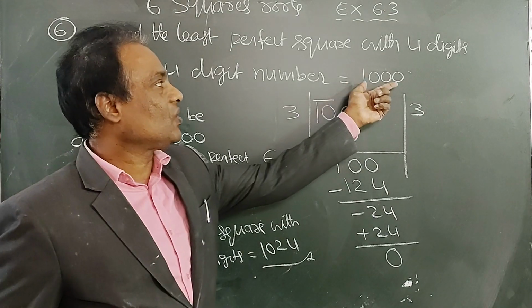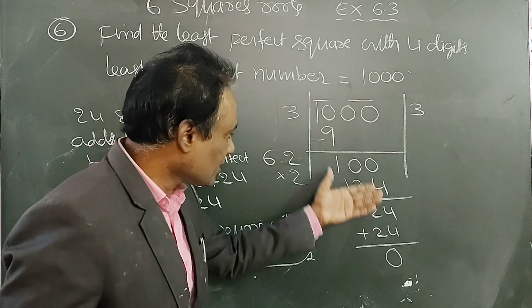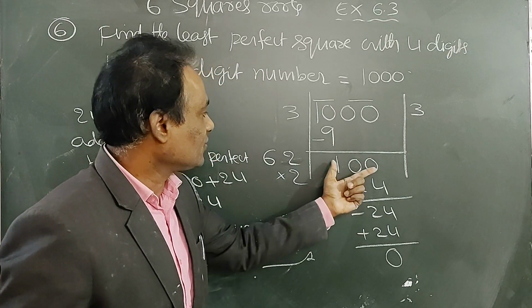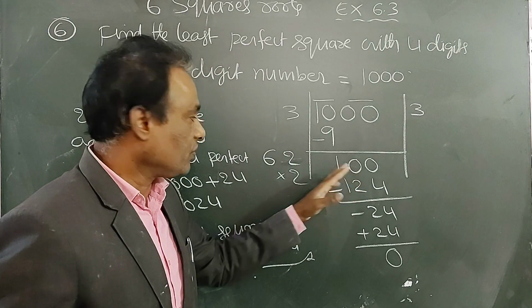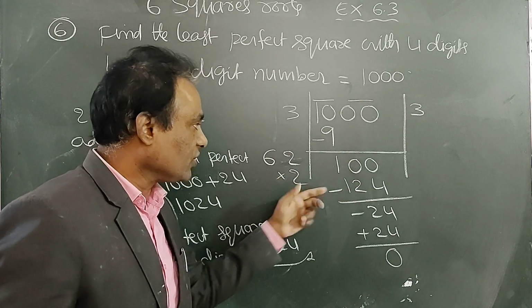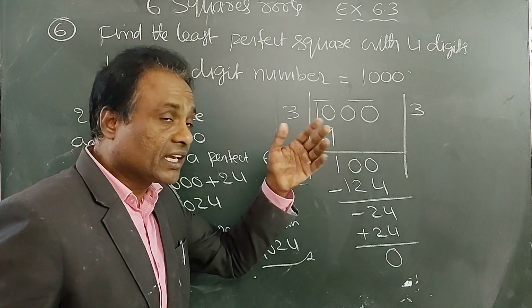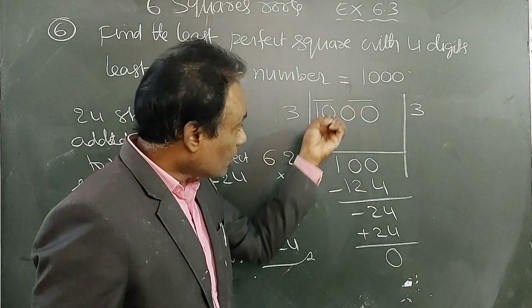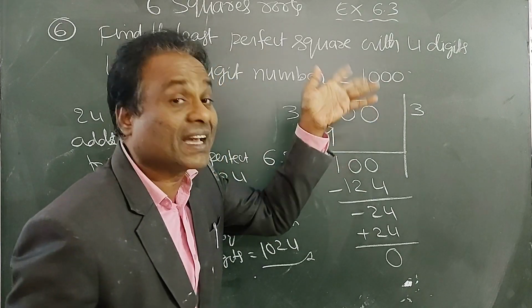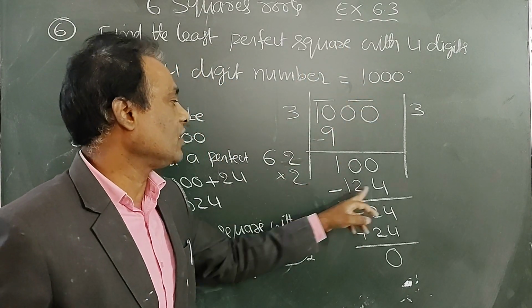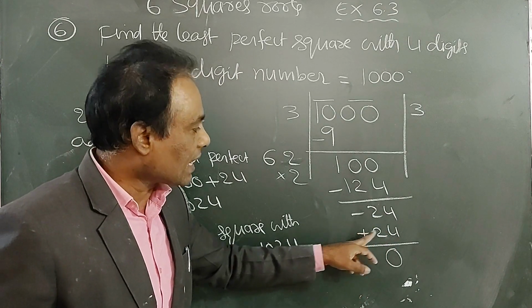Least 4-digit number we know is 1000, but 1000 is not a perfect square. How do you know? By doing the process we got 100. So whether we should write 61 into 61 or 62 into 62, which do we have to take? If you write 61, it will become less, so it is not a 4-digit number. We have to take the greater one, 62 into 62 is 124. So the remainder is minus 124. To make it 0, we are adding 24.